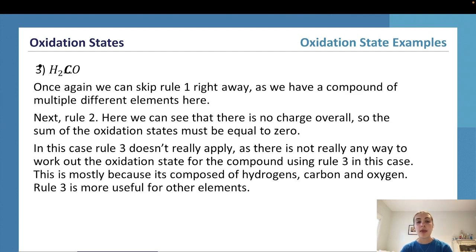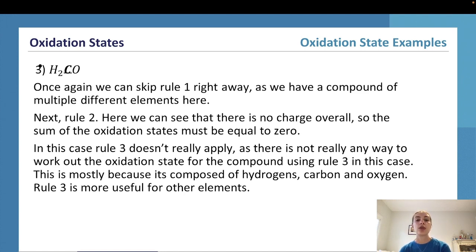Our next example is hydrogen carbonate, and once again we're going to skip rule 1 straight away because we have a compound which has multiple different elements in it. So we immediately cross off rule number 1, because it can't fit into that when we've got various different elements. So next up we've got rule number 2.